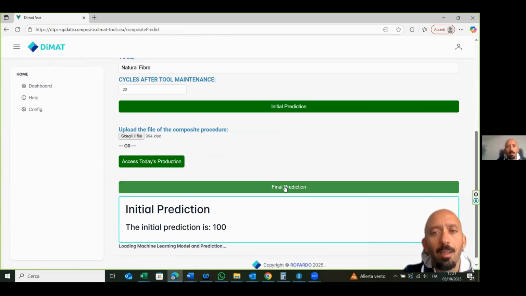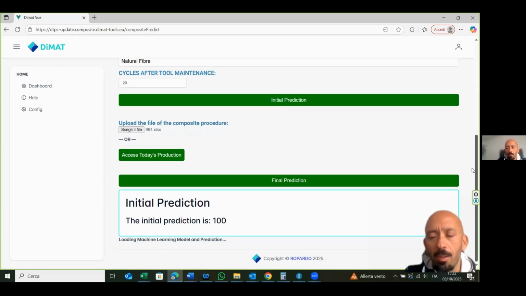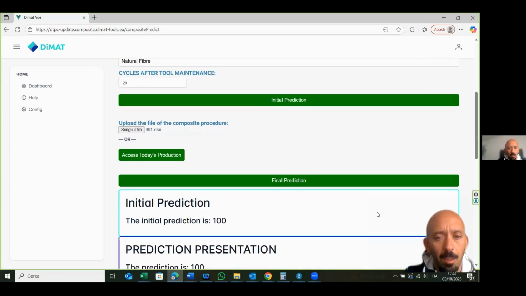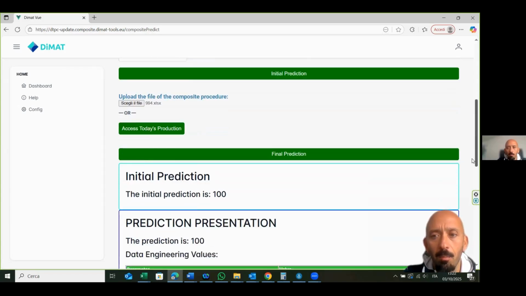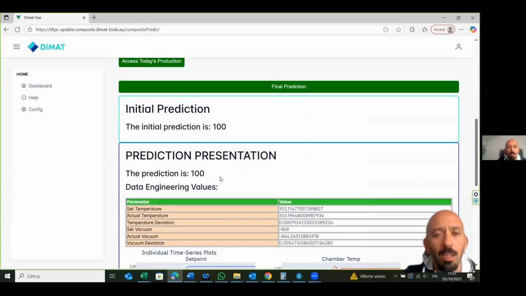So in this case, I'm evaluating also the process parameters. I'm investigating if the real parameters during the process were in line with the set or reference parameters. Also, in this case, the calculation gives me a result of 100. This means that the process was properly set.